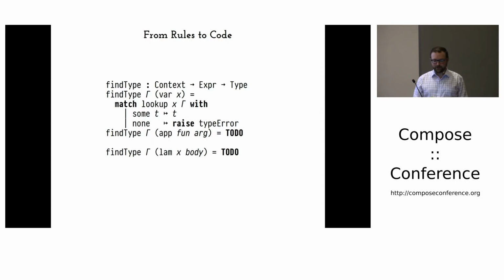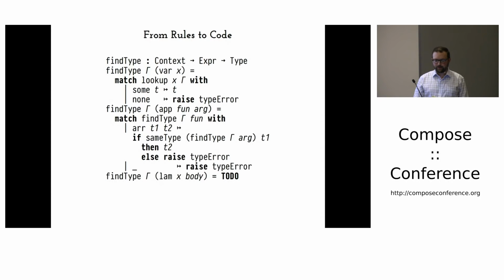And if we have function application, to find the type in gamma of fun applied to arg, I find the type of fun, and determine that this type is indeed a function type, because if it's something like int, then I'm just going to give up and throw a type error. And if it's a function type, then I check whether the type of the argument is the same as the type of arguments expected by the function. And if those are all okay, then I return the function's return type. Otherwise, it's a type error.